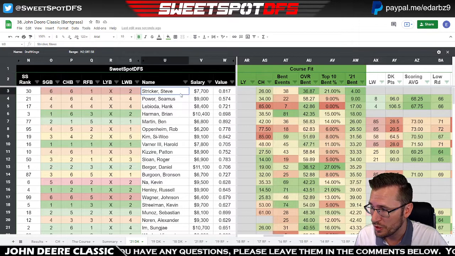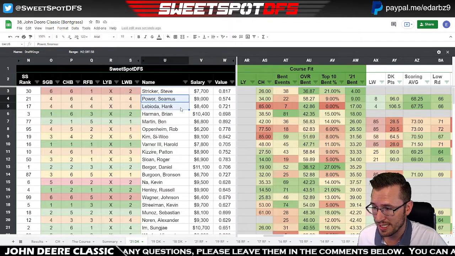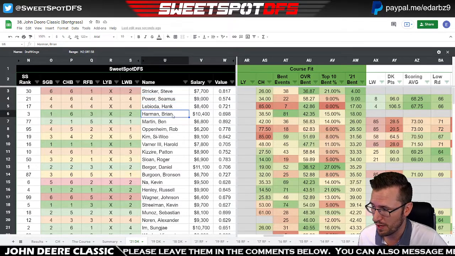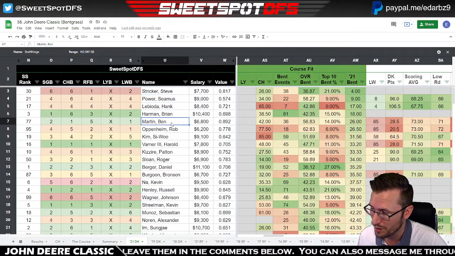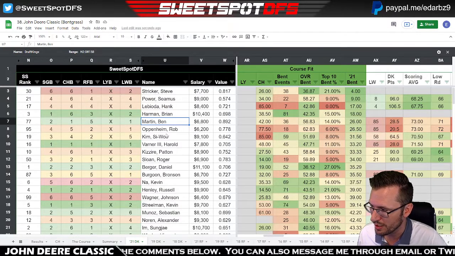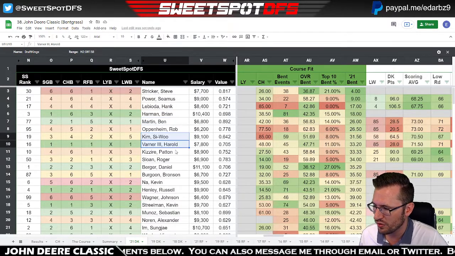And again, we do have Steve Stricker up there. Some guys that have been playing decent golf as of late. Seamus Power, Hank Lebioda, same with Brian Harmon, and there's Ben Martin once again. He's the 5th ranked guy for 2021 bentgrass stats. That's pretty good. Siwoo Kim's up here, HV3.